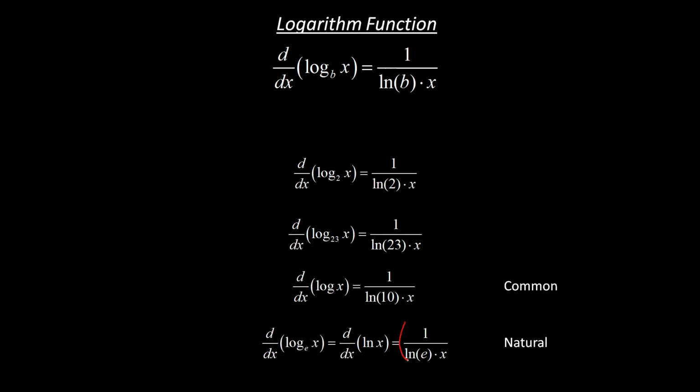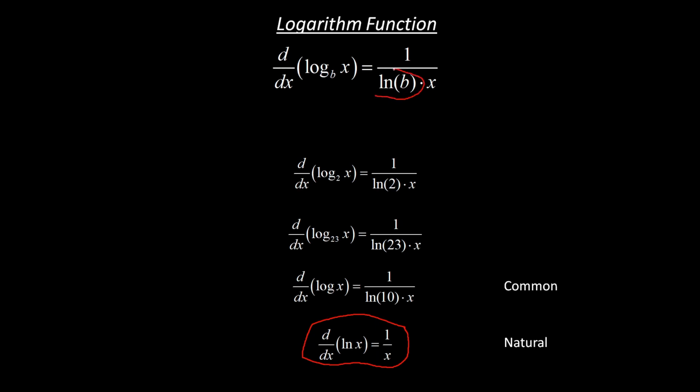And just going through the pattern here, the derivative pattern, and log e is 1. And so we get this other special case that the derivative of the natural logarithm is just 1 over x. So it doesn't have this extra factor here because log e is 1.